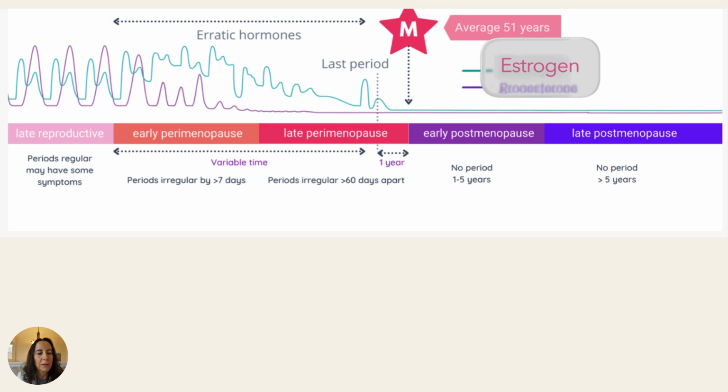If you look on the left, you have your late reproductive phase. You can kind of see how the periods are regular. Your estrogen level is the green, kind of teal line. The purple line is your progesterone level. And you see how each month the hormone levels go up and down. And then you get into early perimenopause and you actually have a drop in progesterone.